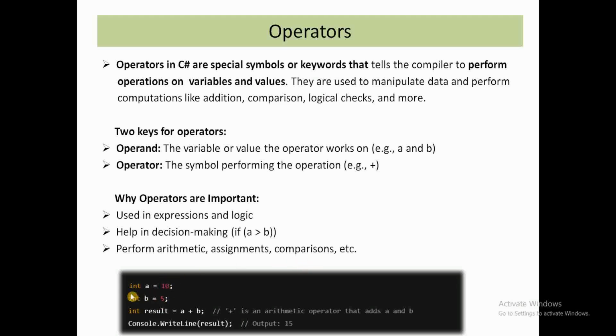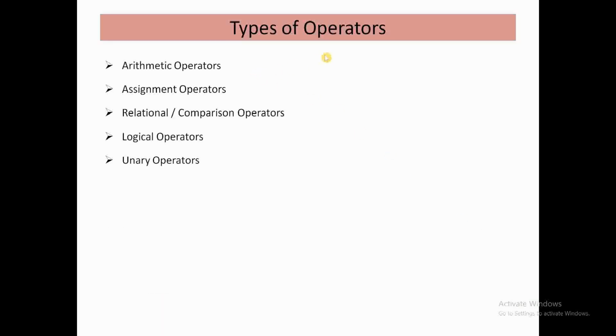And here is the example like int a is equal to 10, int b is equal to 5, int result is a plus b. So here a and b are the operands and plus is the operator. Plus is an arithmetic operator that adds a and b. Here we are performing operations on a and b. So these are the operands and operators where we are adding these values. Next one we have types of operators. Here are some types like arithmetic operators, assignment operators, relational comparison operators, logical operators, unary operators.